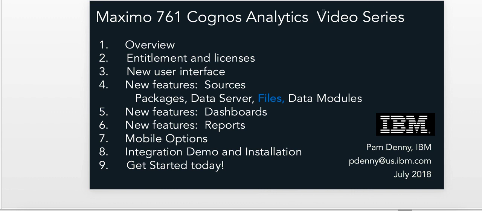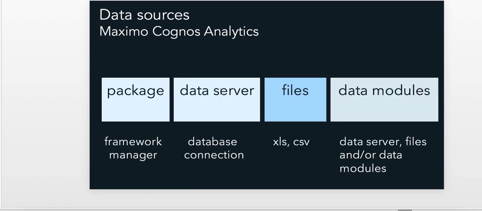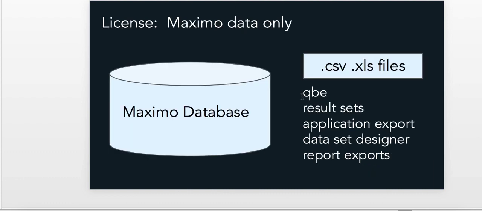Today, we're going to continue our video series on Maximo 761 with Cognos Analytics, and we'll continue to look at the data sources and specifically the file data type. A data source is required in Cognos Analytics to create a report or a dashboard, and Cognos Analytics greatly extends the types of data sources available to us. Today, we're going to talk about files. And files really plays to the point where Cognos Analytics is targeting our Maximo business and power users. And you'll see that in just a few minutes.